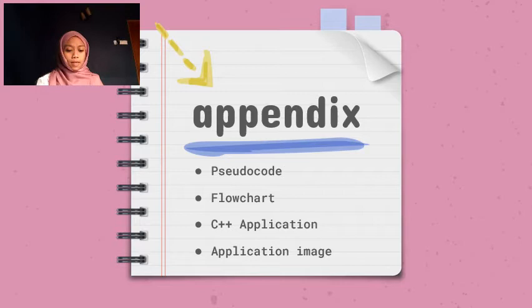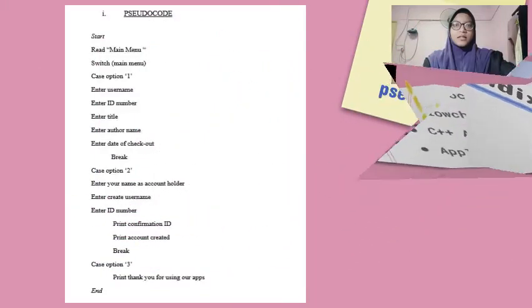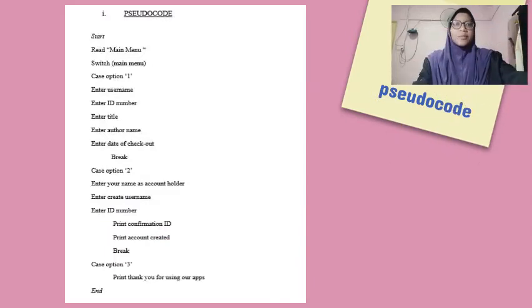Here is the appendix where you can find the pseudocode, flowchart, C++ application, and the application image. Okay, let me proceed to the pseudocode. Okay, what is pseudocode? Pseudocode is a logical sequence of steps to solve a problem in simple English statements.